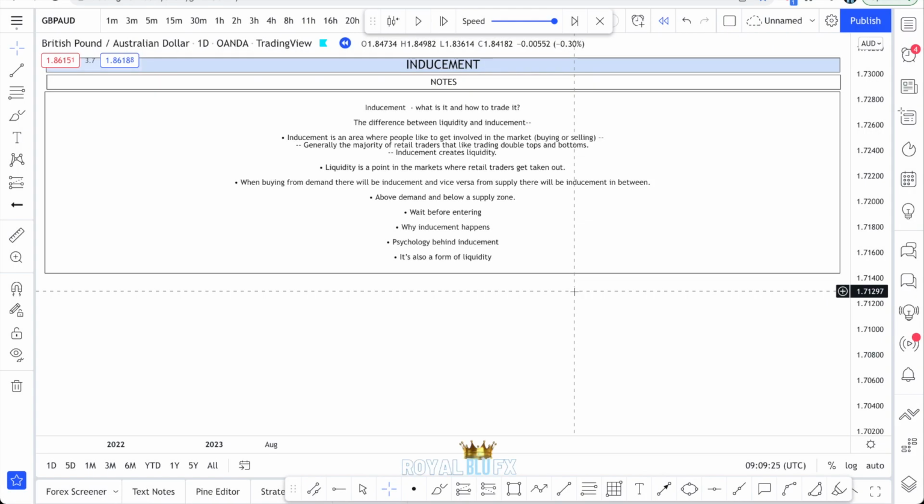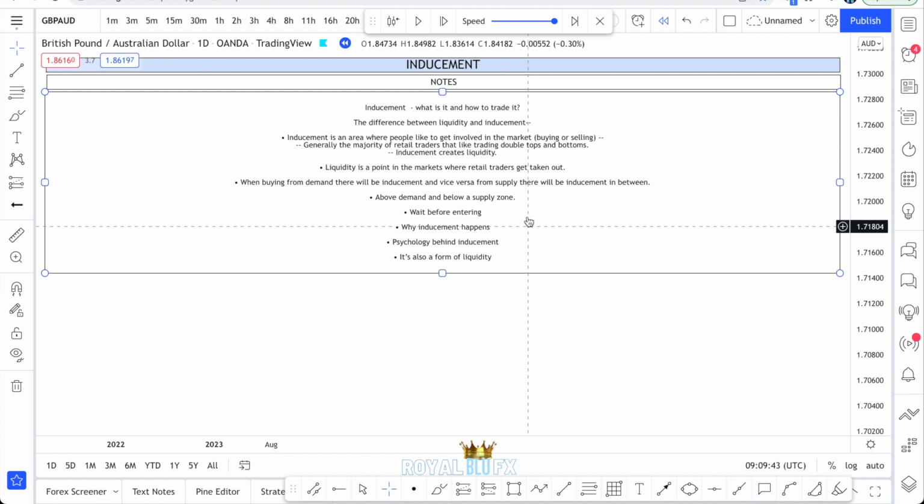Alright, so in this video, we're going to talk about what inducement is and how to spot it in the market. Inducement has a lot of similarities to what liquidity is and vice versa. Liquidity looks like inducement and inducement looks like liquidity. But we're going to break it down in this video and explain what inducement is.